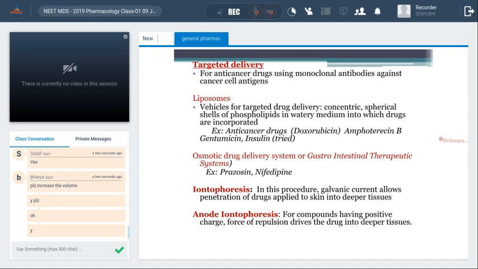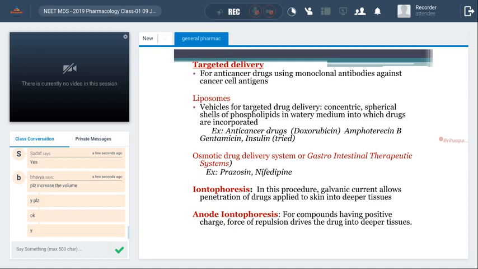Most commonly, targeted delivery is used for anti-cancer drugs, where we use monoclonal antibodies against the cancer cell antigens. Fine. Under this we have many examples, such as liposomes. Liposomes are one type of vehicle for targeted drug delivery. Liposomes are basically concentric spherical shells of phospholipids. They have a shell of phospholipid, inside which there is a free space in the watery medium into which the drugs are incorporated. In the center, you have a space where you can incorporate the drug.